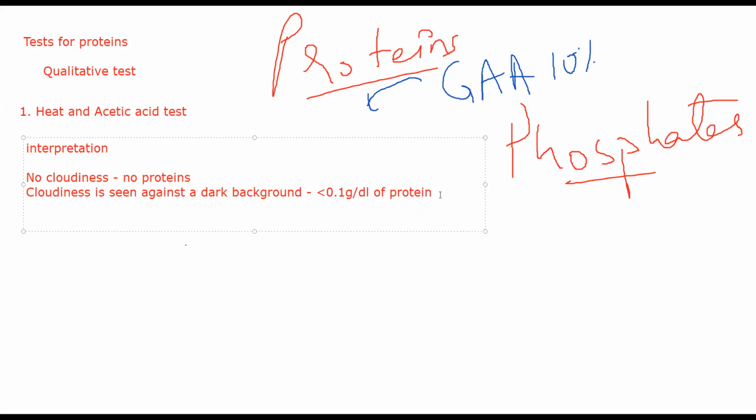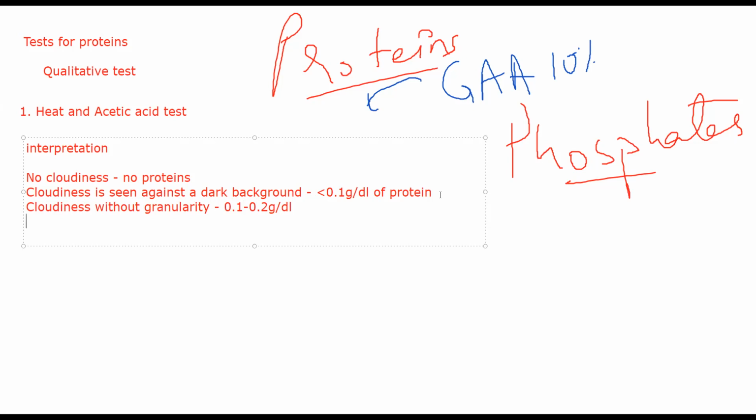Then if there is cloudiness without granularity, meaning you're not able to see any granules, but there is cloudiness. Okay, more cloudiness so that you can just see it with the naked eye without putting it against a dark background. This will indicate that the protein level is around 0.1 to 0.2 grams per dl.